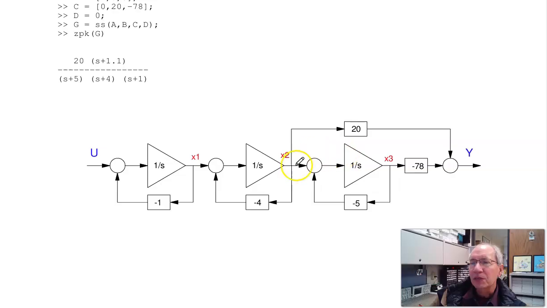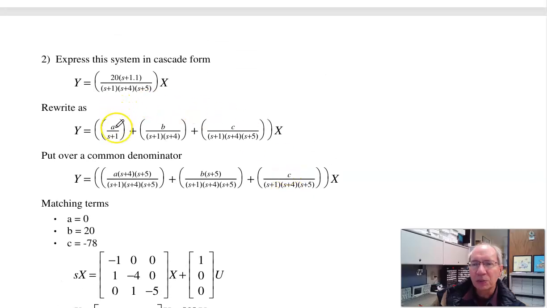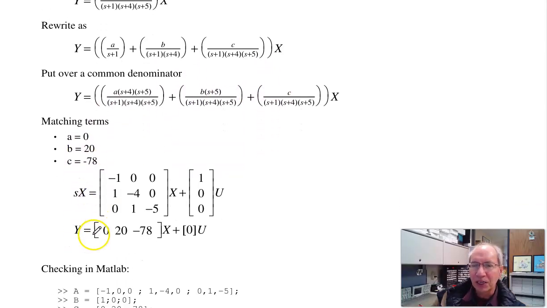But then I pull off the outputs. So it's going to be something times x3 plus something times x2. If I do that, then the first one is s plus 1. That feeds s plus 4. That feeds s plus 5. Put this over common denominator, and then match the numerator coefficients. I should have 0 s squared, that's A, 20 s, that's B, and 22 times 1. A little bit of algebra tells you C winds up being -78.